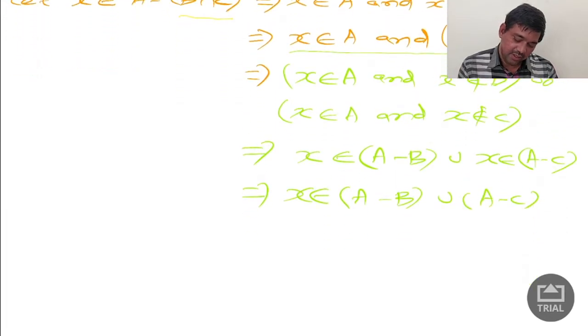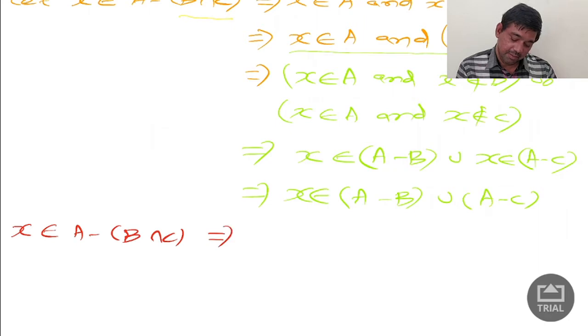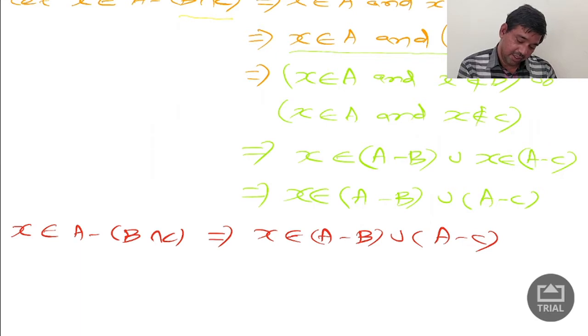So first of all, please observe where I started: x belongs to a minus (b intersection c). I started with this, and this implies I got x belongs to (a minus b) union (a minus c). So like this I got it. Now please observe the thing here. This is like x belongs to a, this is like x does not belong to b. So x is present in this a, x is present in this b, which means what is the meaning of this?